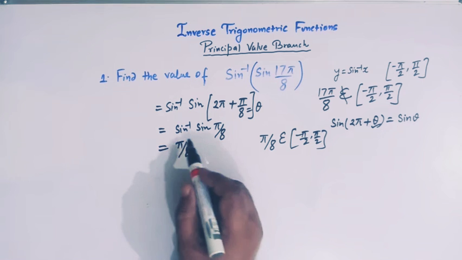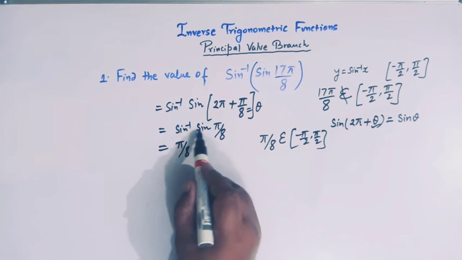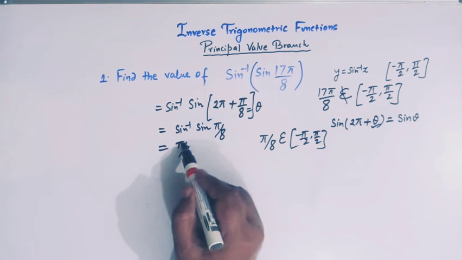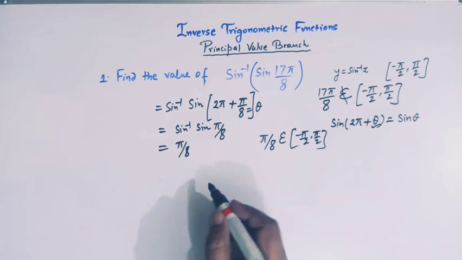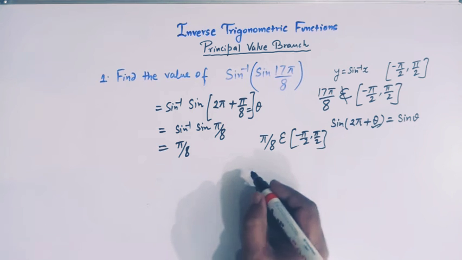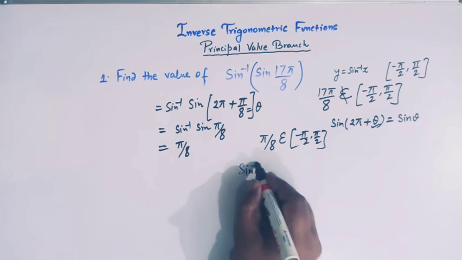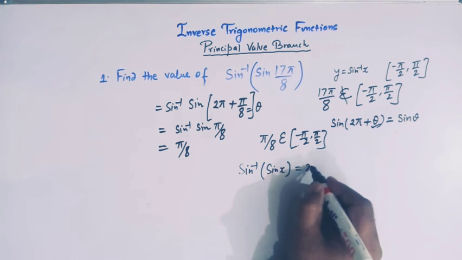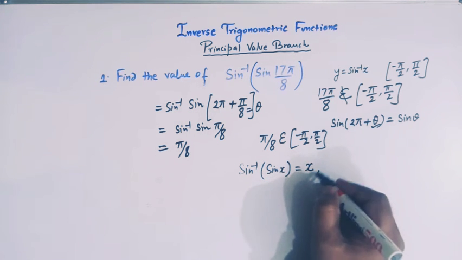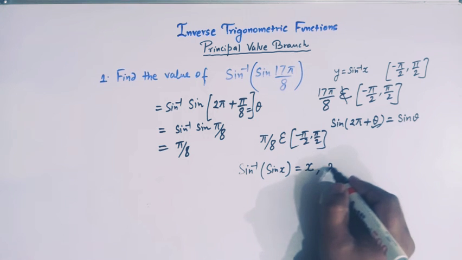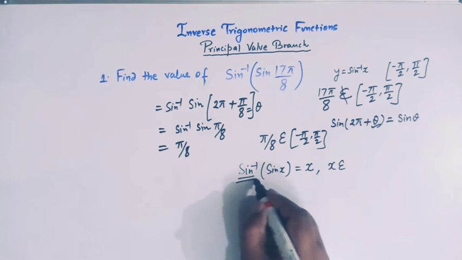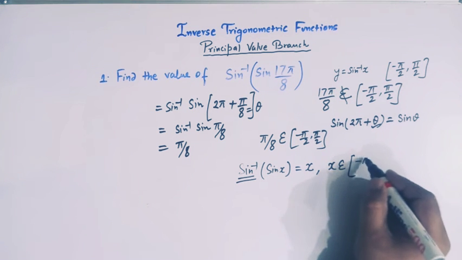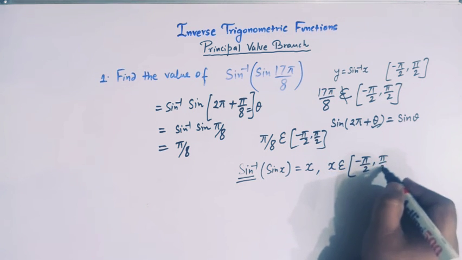Now viewers, when we say that these two, sine inverse and sine, get cancelled and we are left with pi by 8, in fact we are utilizing the important result, that is sine inverse of sine x is equal to x, right? If and only if x belongs to the principal branch of sine inverse x, which is minus pi by 2 to pi by 2, right?